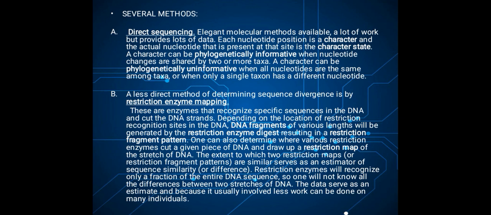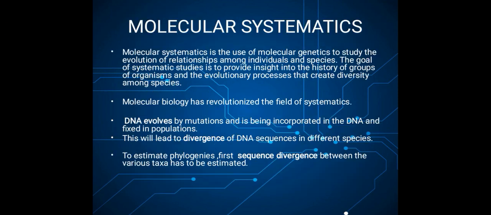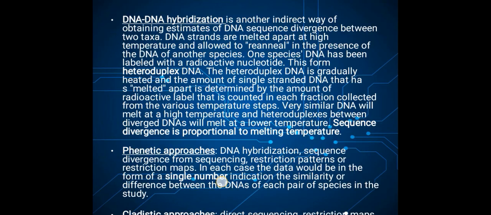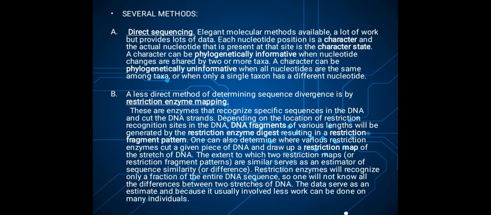A less direct method of determining sequence divergence is by restriction enzyme mapping. Once again, I'm going to read restriction enzyme mapping. These are enzymes that recognize specific sequences in the DNA and cut the DNA strands. Depending on the location of restriction recognition sites in the DNA, fragments of various lengths will be generated by the restriction enzyme digest, resulting in a restriction fragment pattern. One can also determine where various restriction enzymes cut a given piece of DNA and draw up a restriction map of the stretch of DNA.